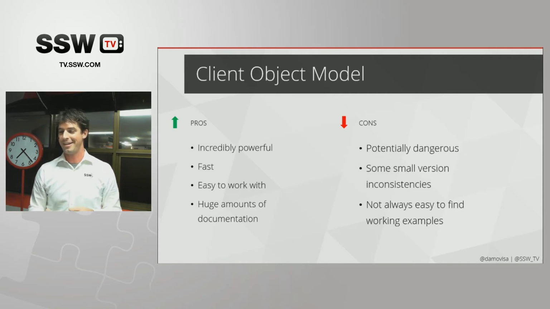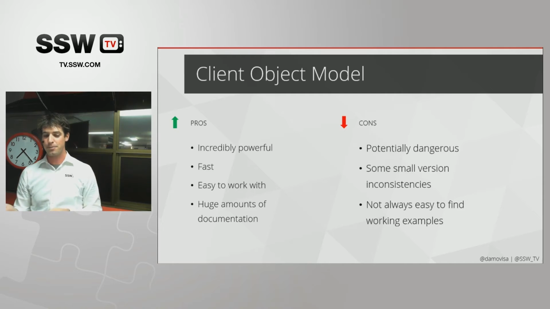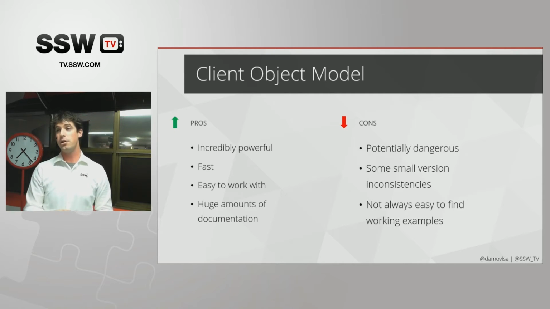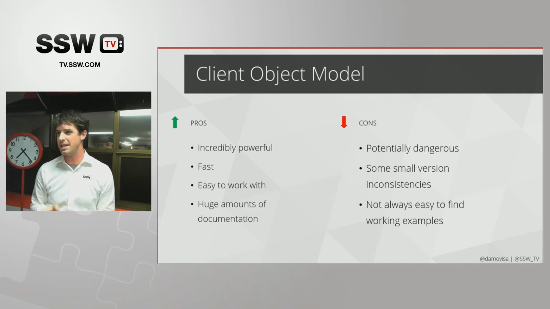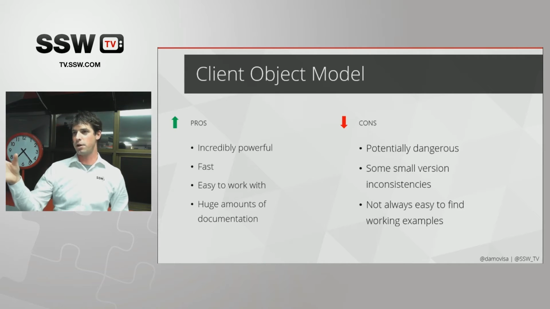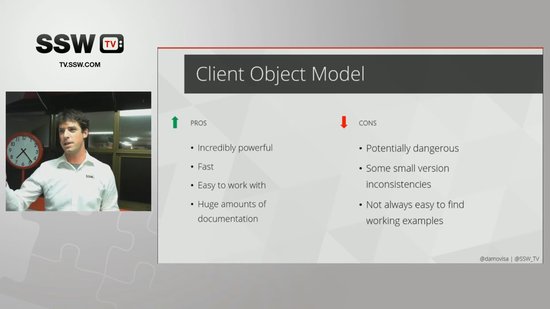Hey TJ. Yep. There are some small version inconsistencies too. So you can use the TFS 2013 assemblies to talk to TFS 2010, for example, but some things might behave a different way, and some methods might not work. And even though there's a lot of documentation, it's not always that easy to find working examples. There's a great bit of documentation on this method in this class, but it doesn't really tell you where that class comes from or when you should use it. So yeah, pros and cons with all this documentation.